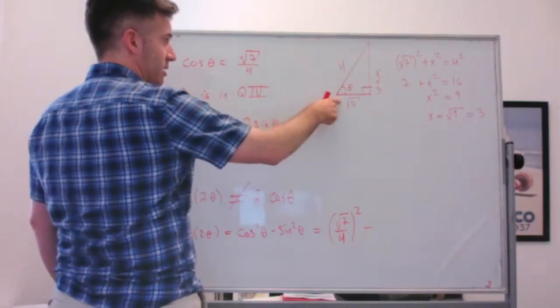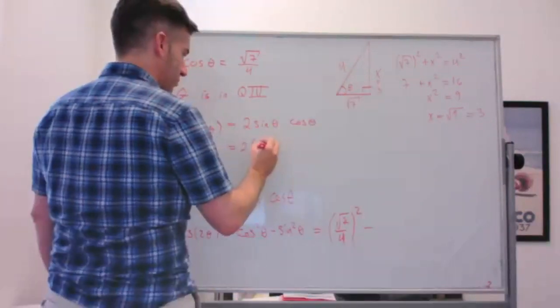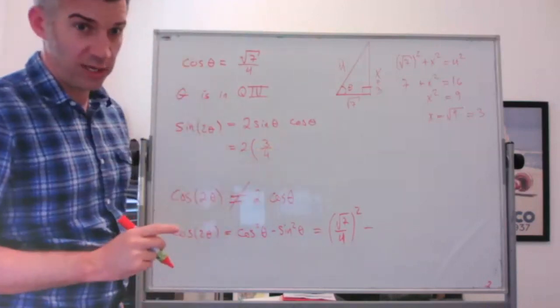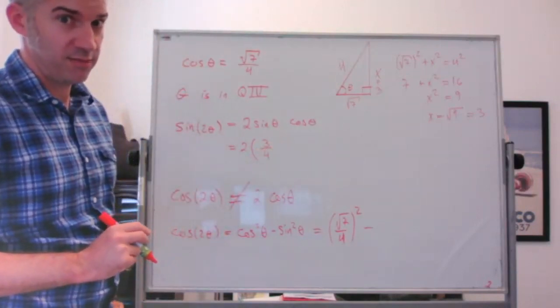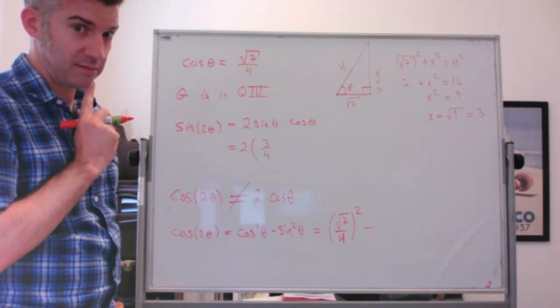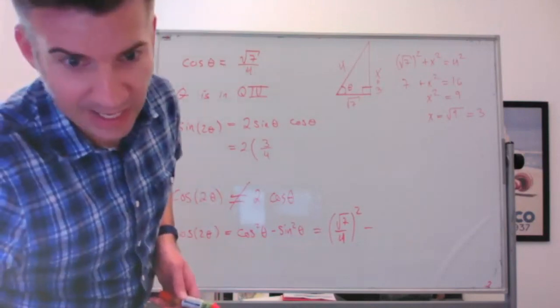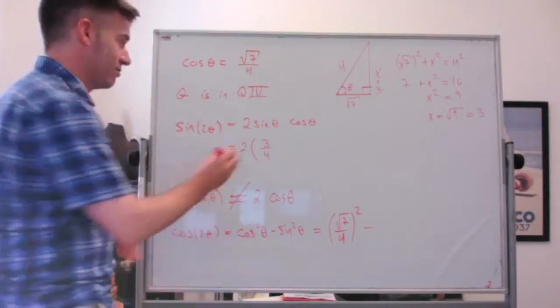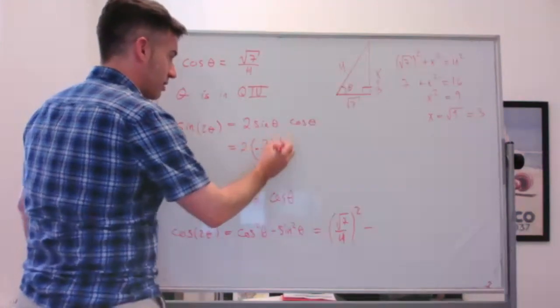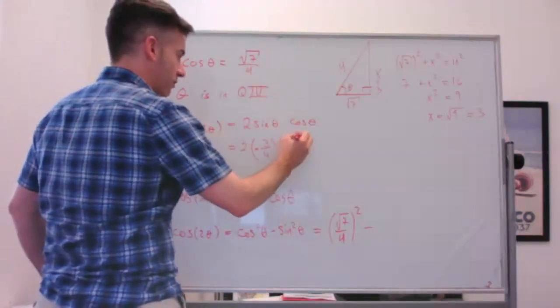Sine of theta is going to be 3/4. Or is it? Am I forgetting something? Is there a -3? Exactly, because we're in quadrant 4. And cosine theta is the square root of 7 over 4.